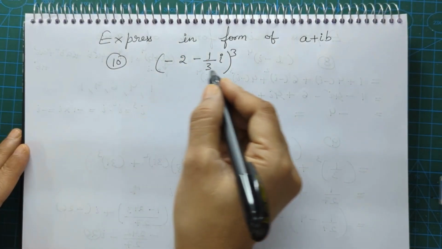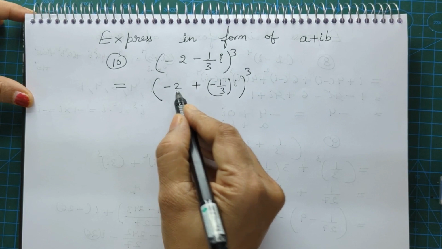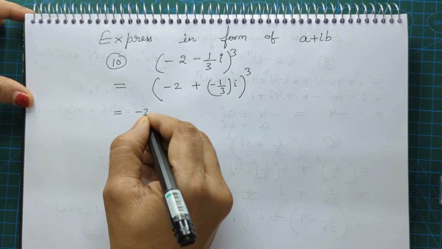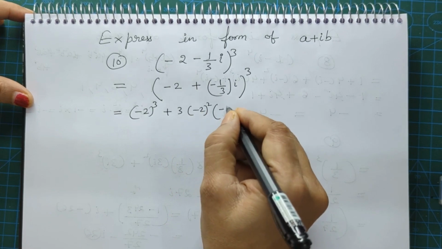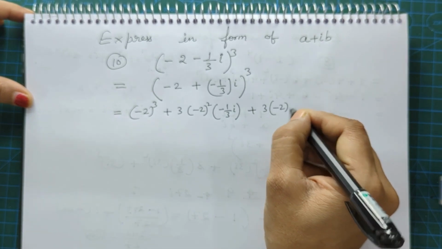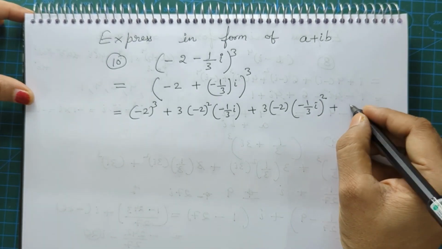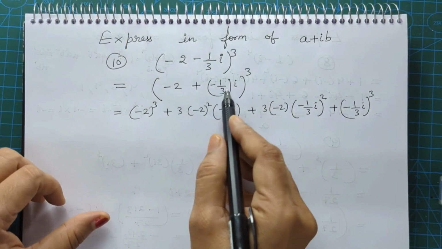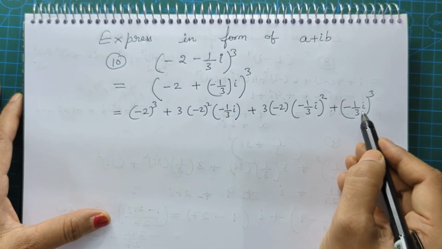The 10th question, we have to express this in a plus ib form. This is written in this form so that we can identify a and b. So the expansion of (a plus b) whole cube is a cube plus 3 a square b plus 3 a b square plus b cube.